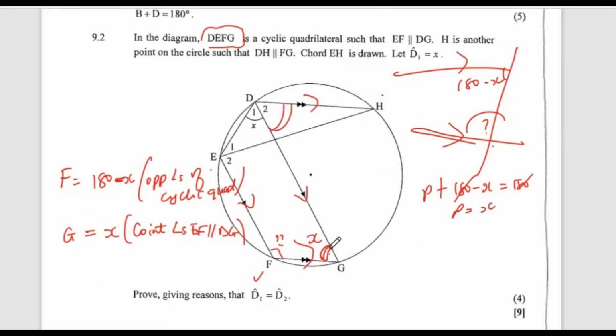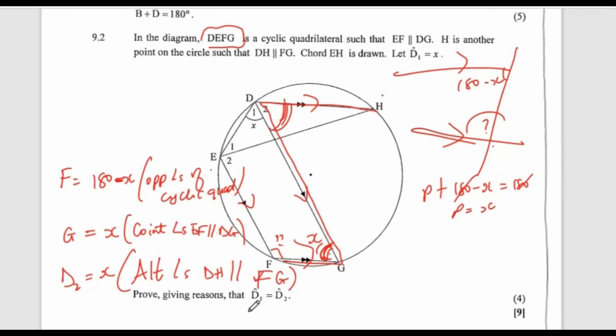So if G is X, then D2 is also going to be X. Why? Because these are alternate angles. We're going to say alternate angles because DH is parallel to FG. Then if that is true, since D2 is X, we come to a conclusion. Therefore, D1 is the same as D2.